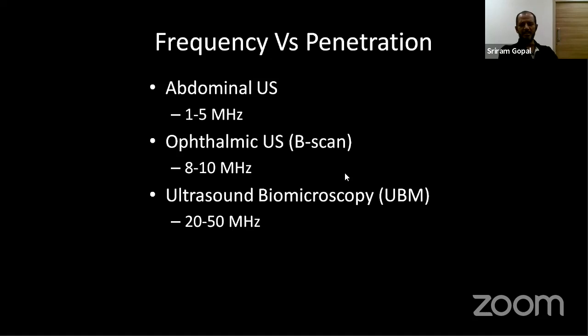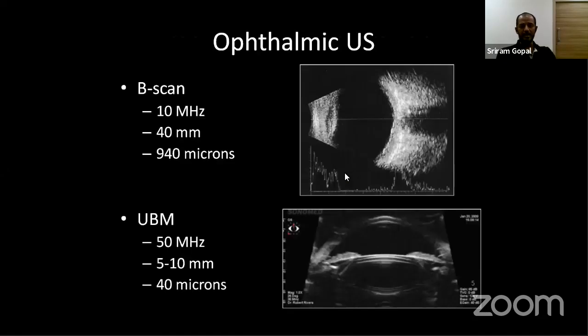So this is the basic principle of different ultrasounds. With ultrasound, like any wavelength, the frequency is inversely proportional to the penetration. Abdominal ultrasound has the lowest frequency but the highest penetration, whereas ultrasound biomicroscopy has the maximum frequency of 50 megahertz or sometimes even 60, and has the least penetration. Ophthalmic B scans are generally around 8 to 10 megahertz. I'm purposely skipping A scan here because it's not the purview of my topic. The two main things we should be worried about are the B scan and the UBM.